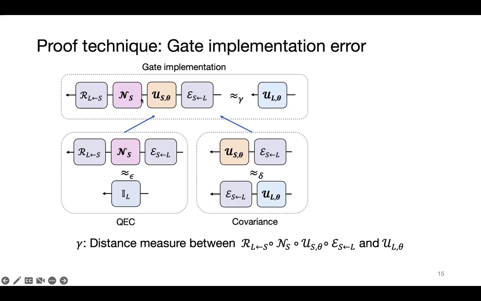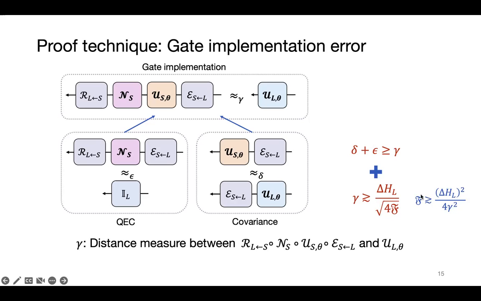However, if the code is not exactly error correcting and covariant, gamma is going to be larger than 0. So basically one can show that the sum of epsilon and delta is going to be lower bounded by gamma. And if it is possible to derive a lower bound on gamma, we would have our second type of trade-off relation. So in fact, you can find this lower bound on gamma using methods from quantum metrology.